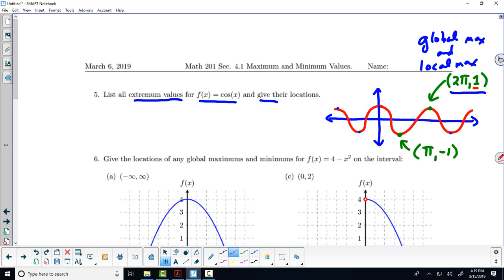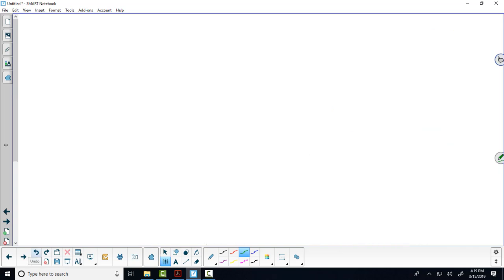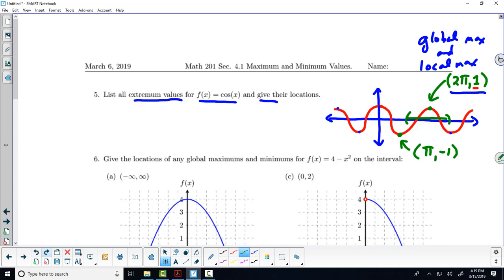That's a different question. If I were to pick some interval, like this interval right here, what I'm claiming is a local maximum, notice that for all y values in this interval, it is the largest y value around. So that is why it is both a global max and a local max. Okay, all right, so let's go ahead and list them.